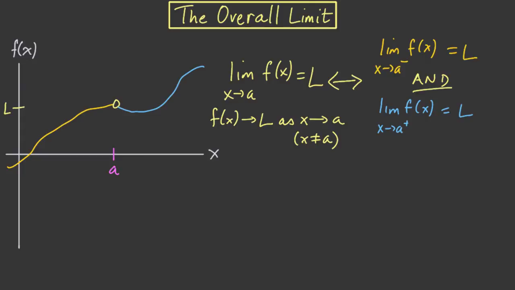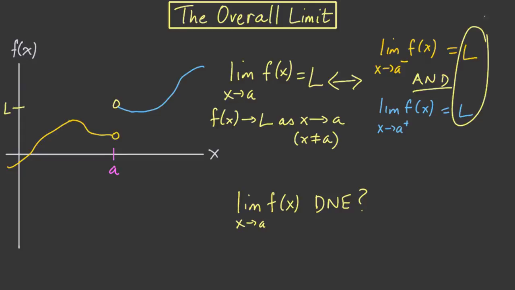Now, the overall limit might not exist. One way it might fail to exist is if the limit from one side does not exist. So, for instance, as we come in from the left, f of x might blow up to minus infinity or something. But another way is if the limit from the left and the limit from the right both exist, but they're not equal. Something like this. They have to both exist and be equal in order to get an overall limit.